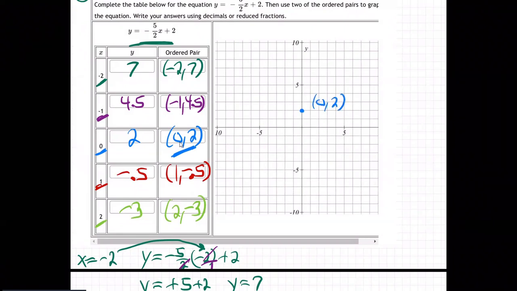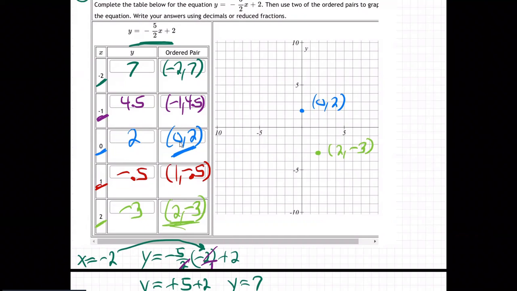That's over 0 up 2. And then, any other one you want. I'll use maybe this one, over 2 down 3. This is the point over 2, right? Starting from the origin right here, on over 2 down 1, 2, 3. So there it is. So I got those 2 dots.